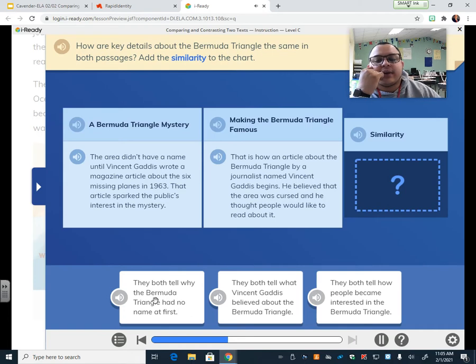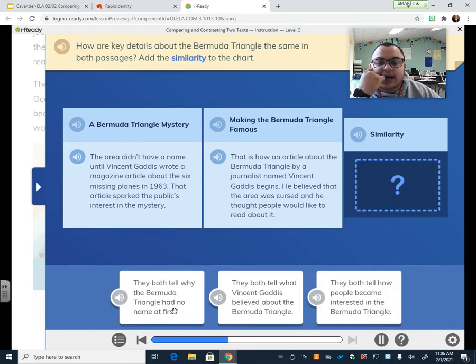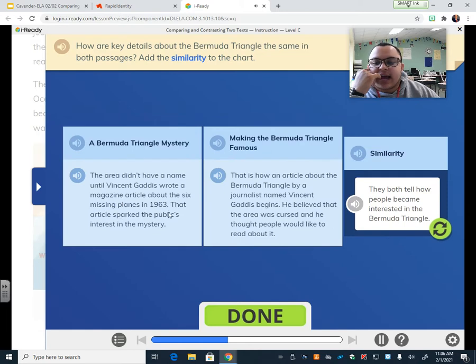All right. So is it that they both tell why the Bermuda Triangle had no name at first? No, only the first one tells us that. Does it say they both tell what Vincent Gaddis believed about the Bermuda Triangle? Well, no, the second one is the only one that tells that he believed that the area was cursed and that people would like to read about it. This last one says they both tell how people became interested in the Bermuda Triangle. It does. It says that article sparked the public's interest in the mystery, and this one says he thought people would like to read about it.